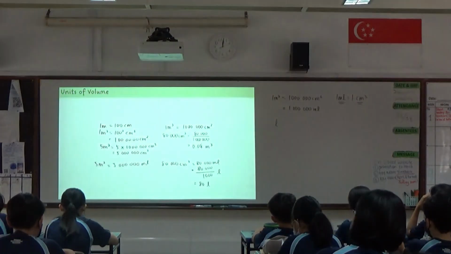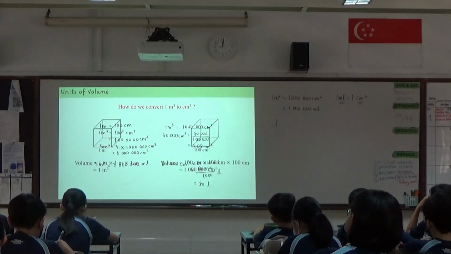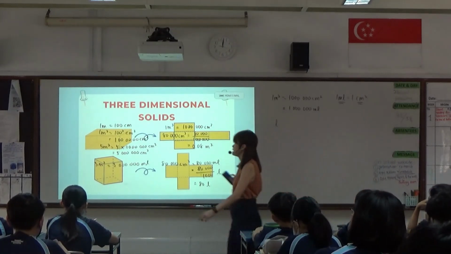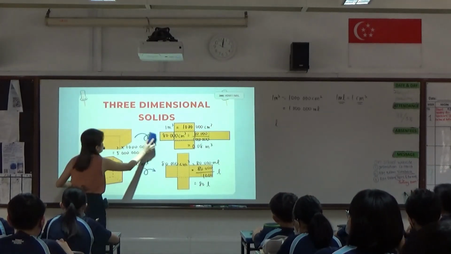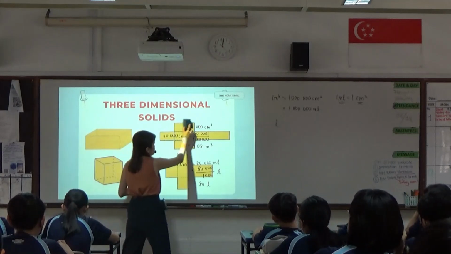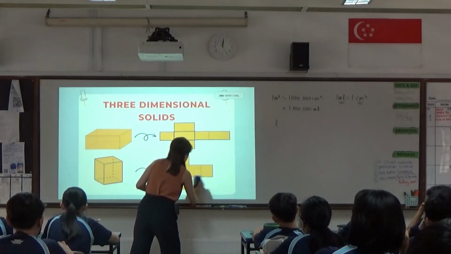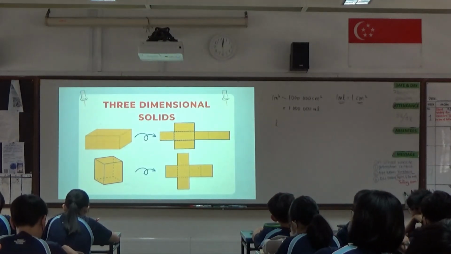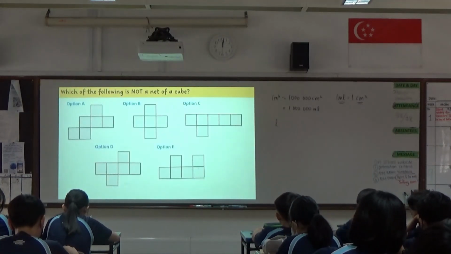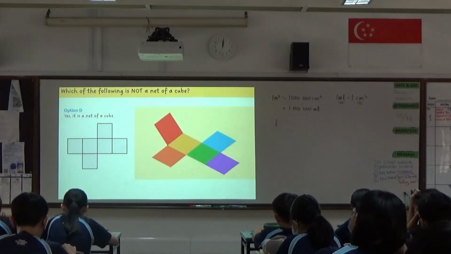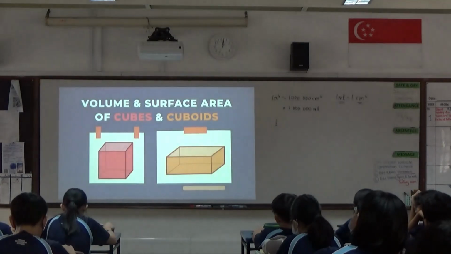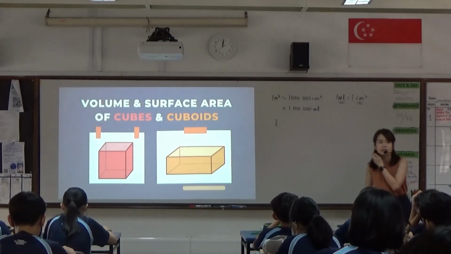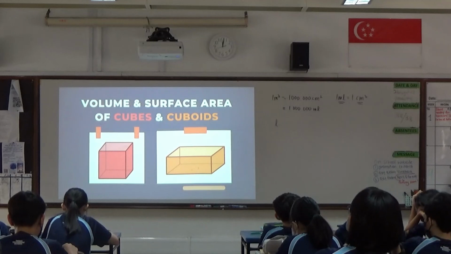So that is our conversion of units. This topic on 3-dimensional solids, which is chapter 13.2, you will do it tomorrow on SLS. So I will not be covering it today. Briefly what you will see tomorrow is about nets, whether you can recognize the different nets or not. I want to jump straight into our cubes and cuboids for their volume and surface area.